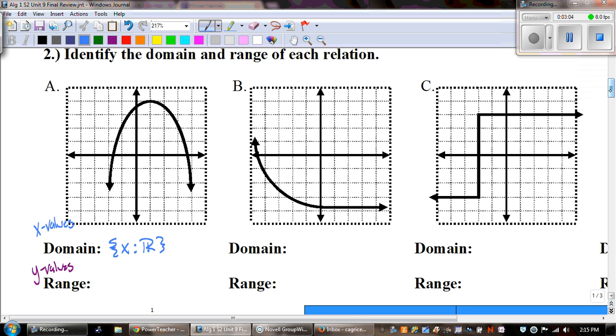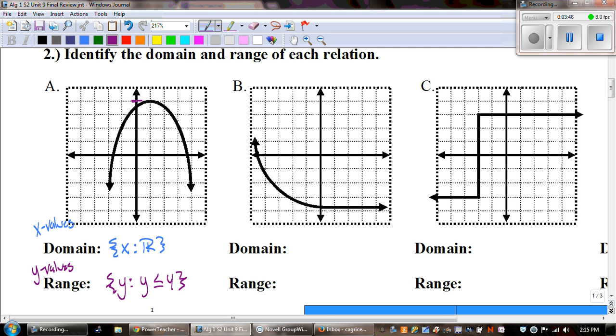What about the y? Remember, y is the up and down. I can see that it goes on down and down forever, but what about up? Well, yeah, that line right there, it can't go higher than that. So we would say that y has to be less than or equal to whatever number that is. So 1, 2, 3, 4. Y has to be less than or equal to 4. All right, B.